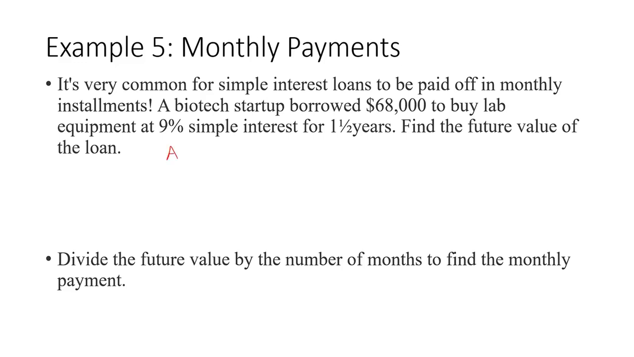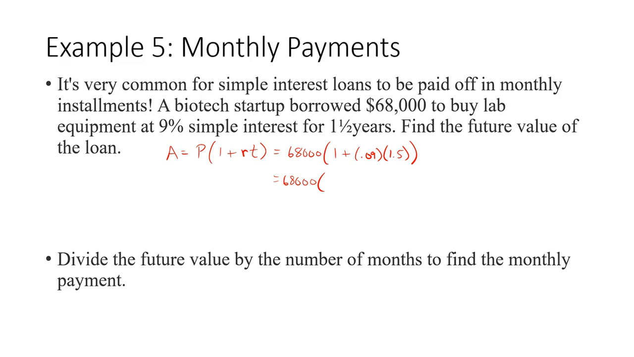To do that, the future value is the principal times 1 plus R times T, which is 68,000 times 1 plus the interest rate, 0.09, or 9%, times the time, 1.5 years. It's important when you put this in the calculator that you do everything inside the parentheses first before you multiply.